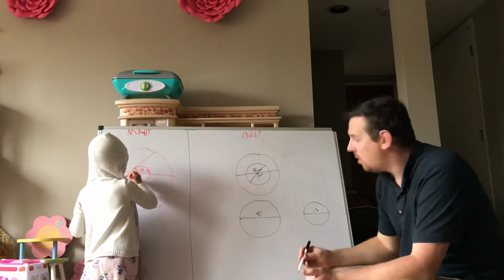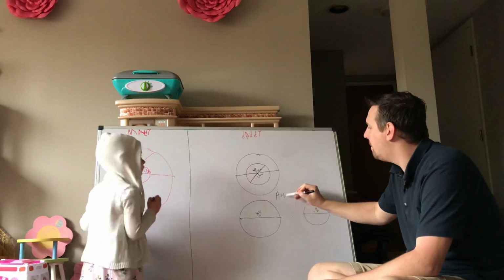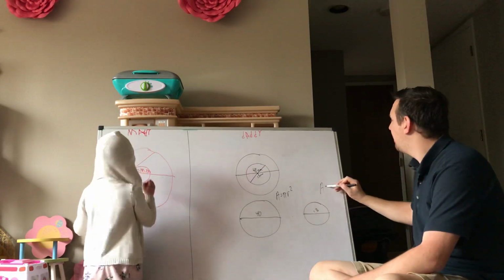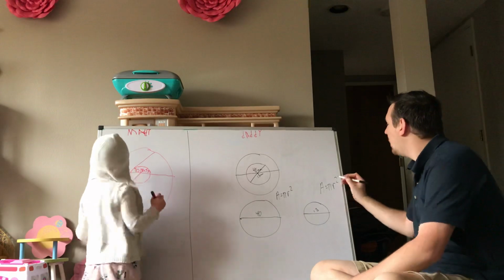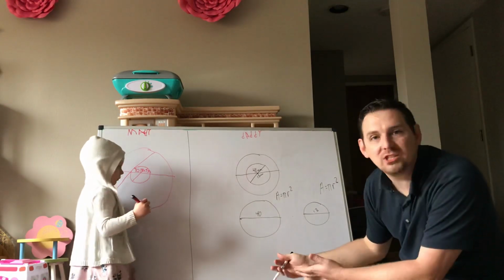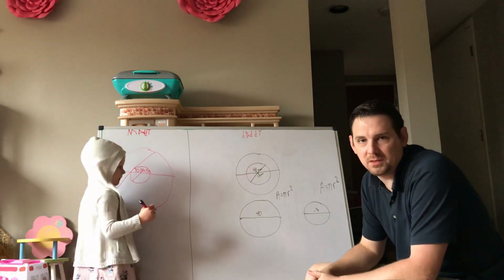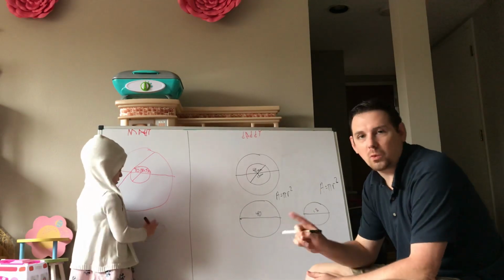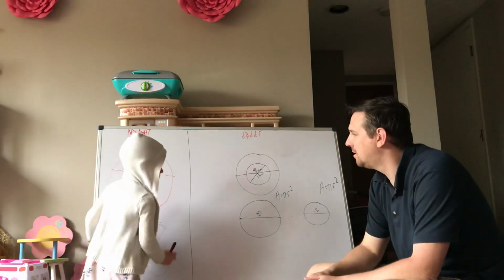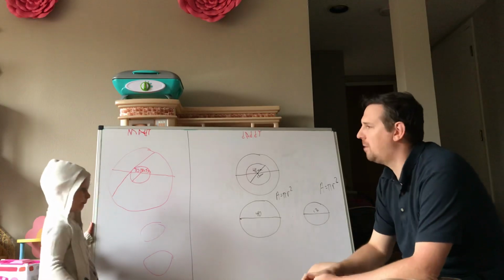Same idea, we're using our same formula, pi r squared. What's different about this question than the other question? Maddie, do you know what's different? What do you think is different about this one?